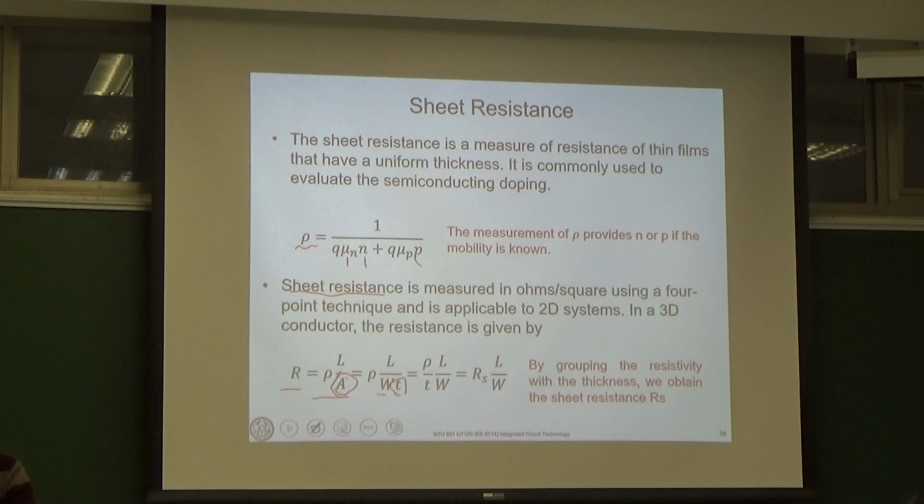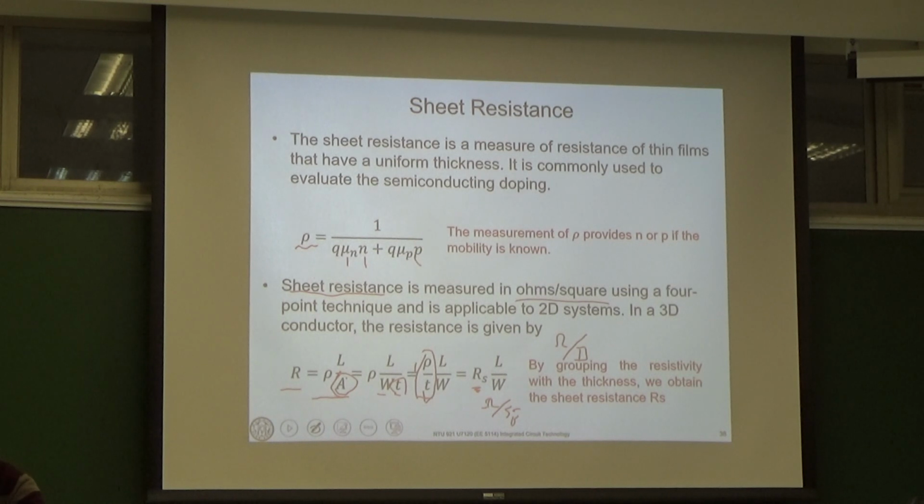So this area is where the current will flow through, and we can move this T in front and combine this T with this rho, and we can define this term as the sheet resistance. Usually the unit, we can write it like ohm per square, or people write ohm per square, just put a square here. So that's the unit of sheet resistance.